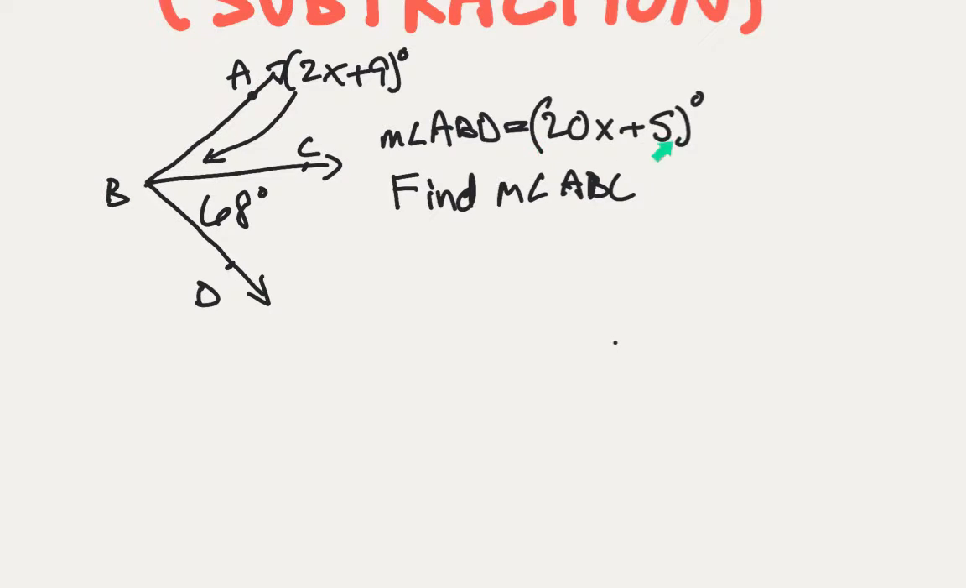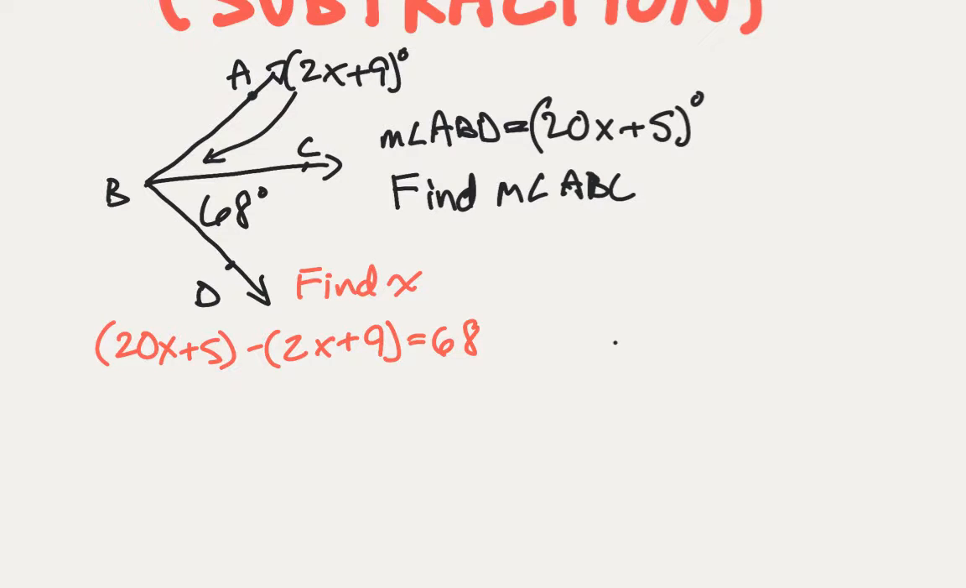We know that the big angle, 20x plus 5, minus the smaller angle, 2x plus 9, is going to be equal to 68. So we'll just set up an equation that says that. So we'll go 20x plus 5 minus (2x plus 9) equals 68 degrees. And by the way, what we're doing here, this step is find x. That's our first step.